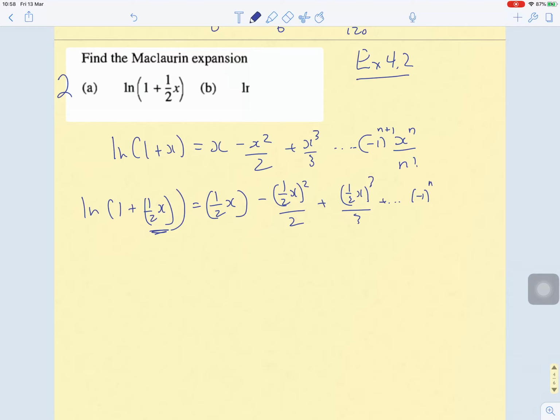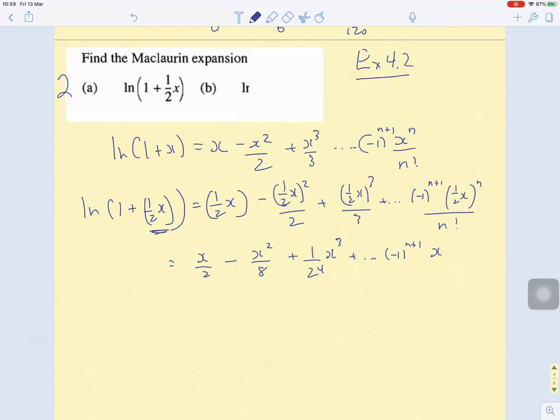Just to get the general term, that would be minus 1 to the n plus 1, 1/2 x to the n over n. So if we do a little simplification here, it's x over 2 minus x squared over 8, because right here, this half gets squared. So it's 1 over 4 divided by 2, which is 1 over 8. Okay, and then the next term would be plus, well, this again here is going to be 1 over 8, and then it's divided by 3, so plus 1 over 24 x cubed.